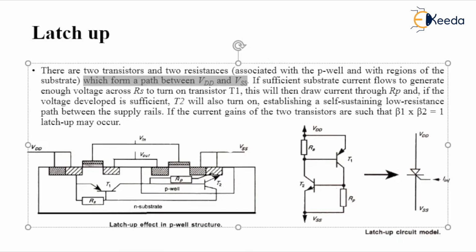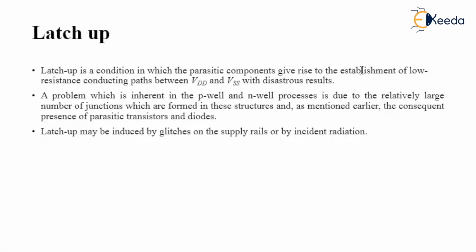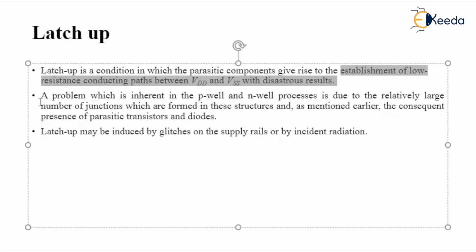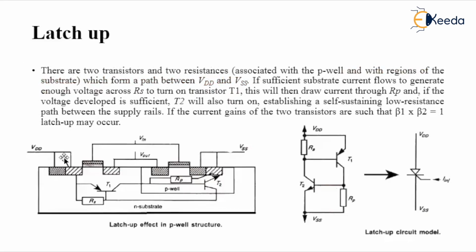So simply, as I discussed, a low resistance path here. This is nothing but establishment of low resistance conducting path between VDD and VSS, with disastrous results. Low resistance path means free flow of current will flow from VDD to VSS. So the same thing is seen here, VDD, this is VSS. So the path is low resistance.